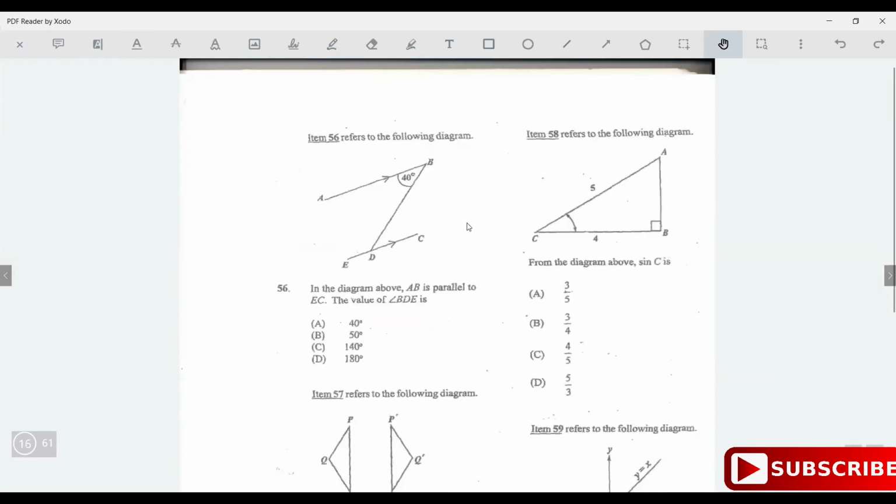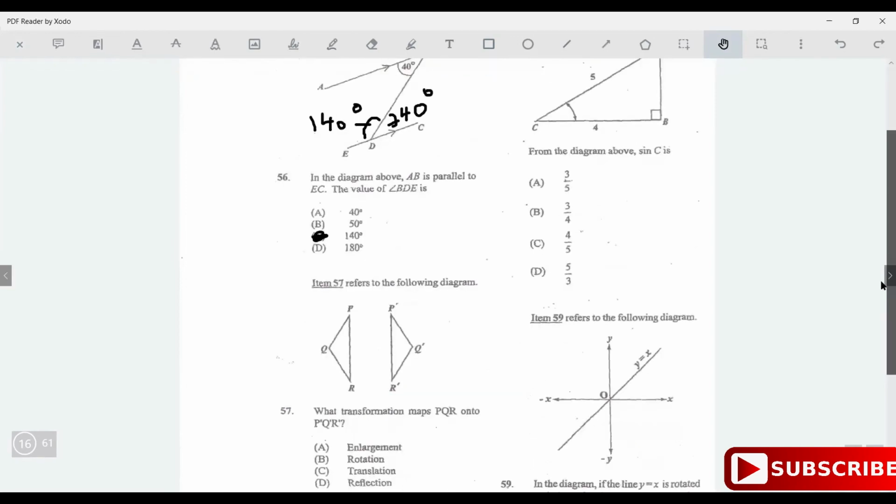Question 56. We are given that the line AB is parallel to the line EC. And so this line BD is a transversal line. So it says now find the value of angle BDE. Easy question. Angle BDE is this angle. But by Z angles, we know this angle is 40. If this angle is 40, we know angles on a straight line is 180. And so this is 140 degrees. Easy question. Nice.